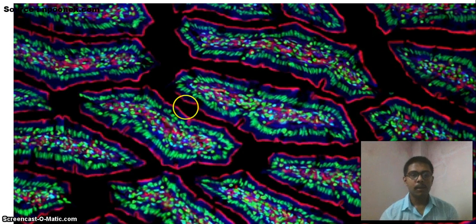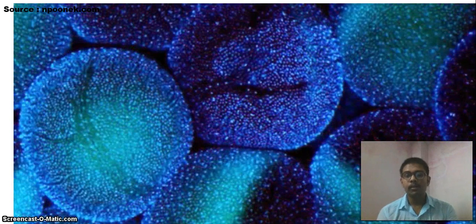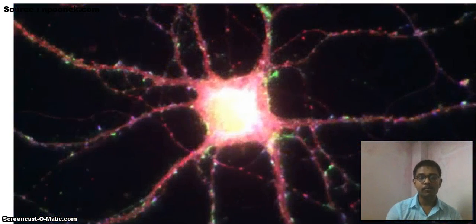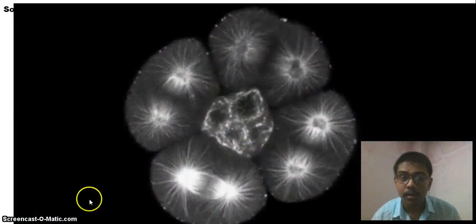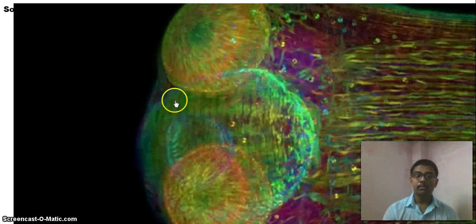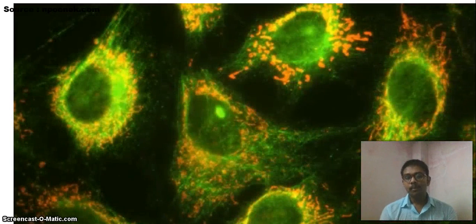Let's see. Here you can see this is also a stained cell where you can see these green colors, some plasma membrane or something like that. All of this happens due to fluorescence. This also, some staining has happened due to fluorescence, and these are neurons, you can understand, and this is cell division you can see also. The nucleus is just dividing, the whole cell is dividing, and this is also due to fluorescence.